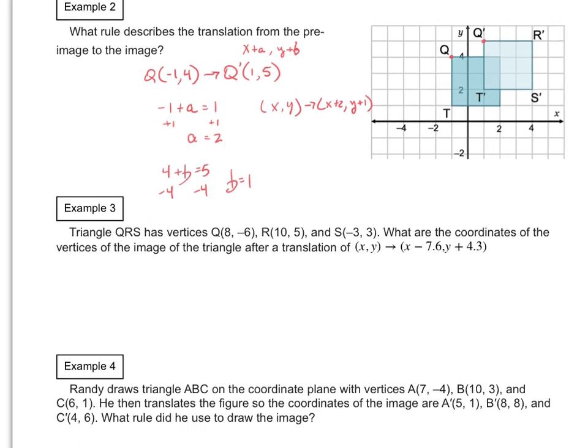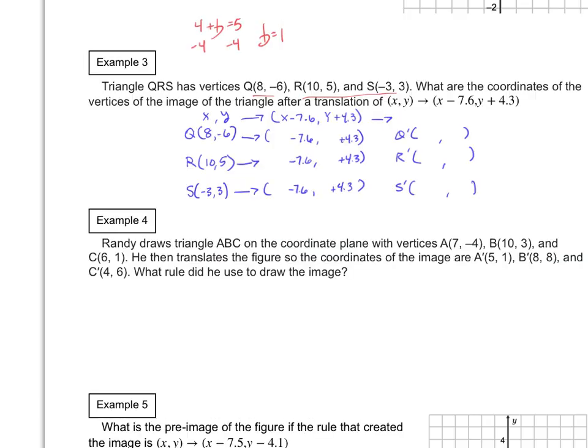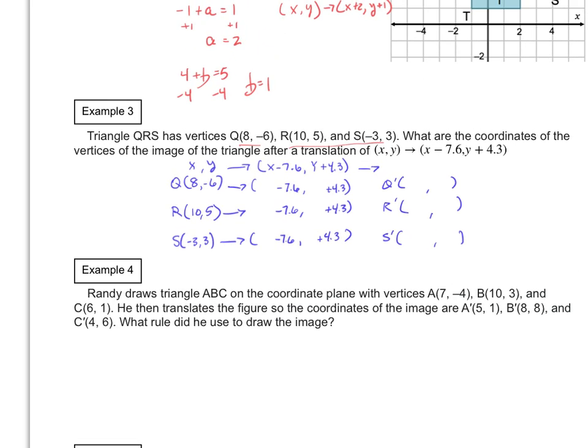So I have triangle QRS with these vertices. What are the coordinates of the vertices of the image of the triangle after this translation? All right, so I'm going to fill this out real quick. Okay, so I made a quick grid here. My Q is going to be 8, negative 6. My R is 10, 5. My S is negative 3, 3. I'm translating minus 7.6, plus 4.3.